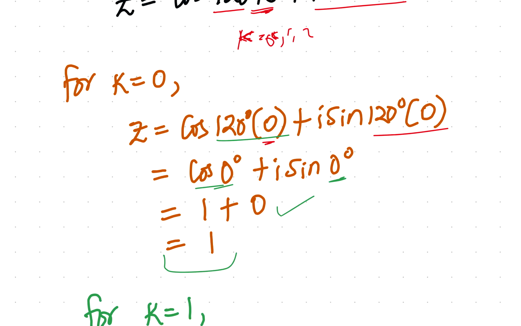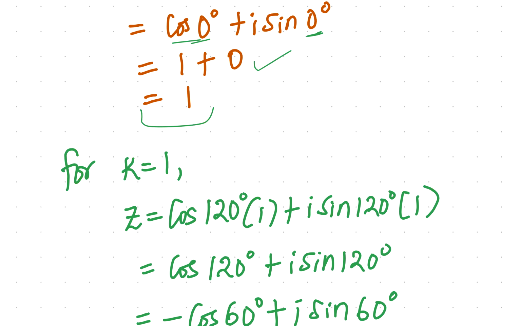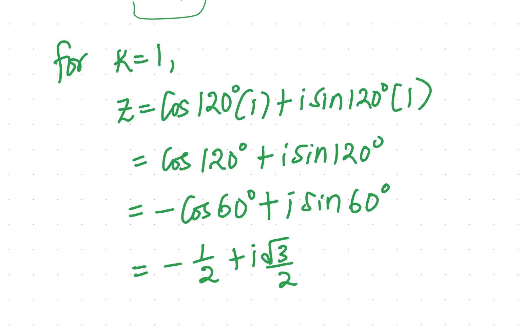So for the second one, you have k equals 1. So for k equals 1, you have cos 120 degrees k plus I sine 120 degrees k. Now k is 1, so 120 degrees times 1, that is 120.